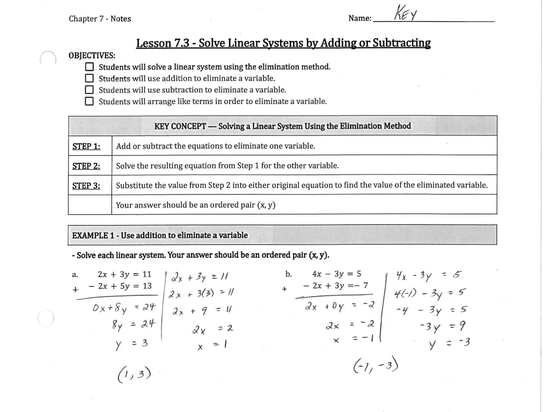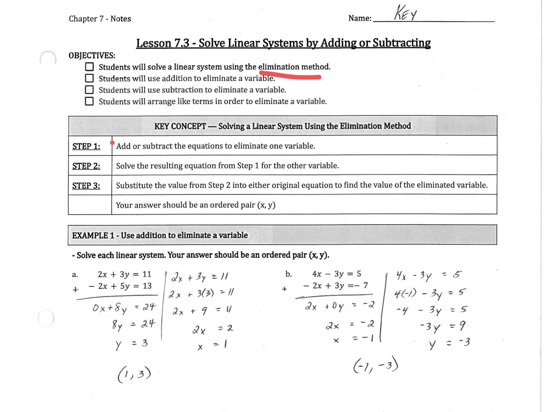Today we're going to look at solving linear systems by adding or subtracting. Another name that you might see is elimination. That's the same thing as adding or subtracting. Eliminate means that we are going to make one variable go away. So if you look at step number 1, it says add or subtract the equations to eliminate one variable.